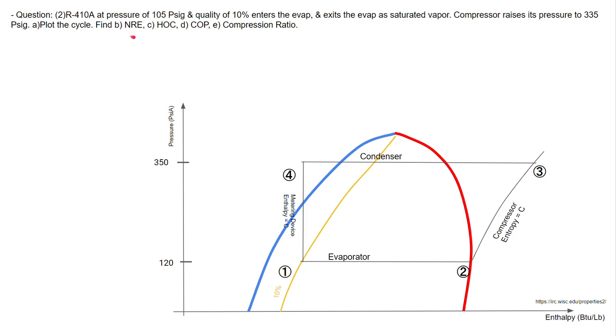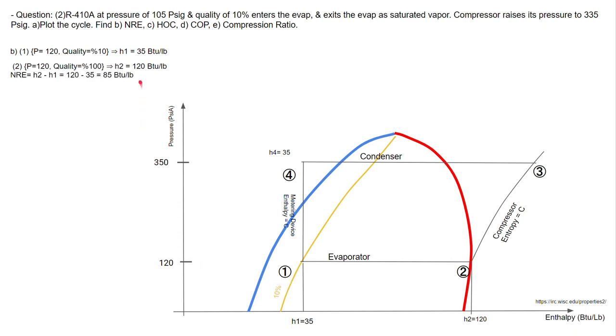Now, the first part of the question asks for NRE, or net refrigeration effect. Net refrigeration effect is basically the heat that is picked up in the evaporator. Therefore, it's the difference between the enthalpy of point 2 and the enthalpy of point 1. The enthalpy of point 2 is 120 and the enthalpy of point 1 is 35. The difference is 85 BTU per pound. So the refrigerant has picked up 85 BTU when it goes through the evaporator.